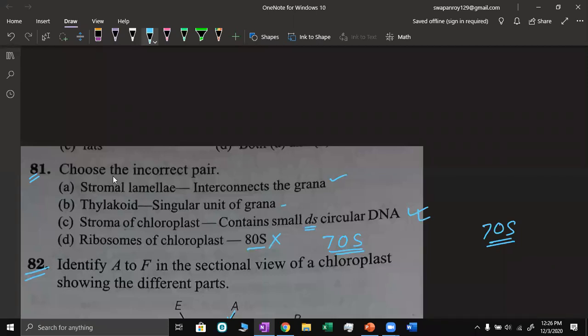Excuse me, sir, what does S stand for? S is the sedimentation coefficient. Sedimentation coefficient.